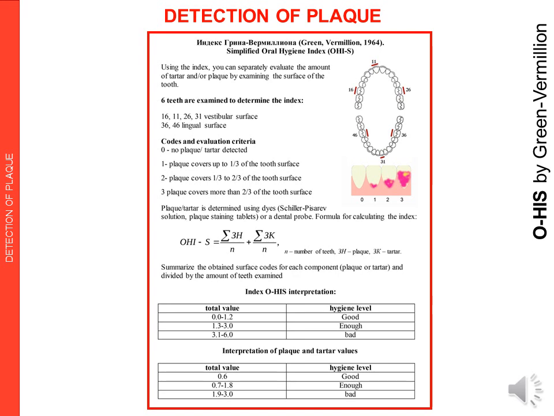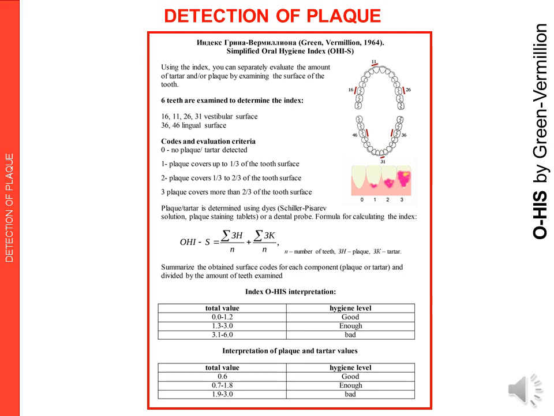Formula. We summarize the codes of plaque and divide it by 6. Then we add the sum of codes of tartar divided by 6. So we have an index and we have to interpret it.